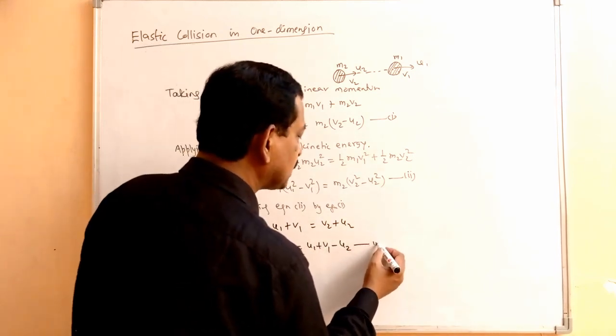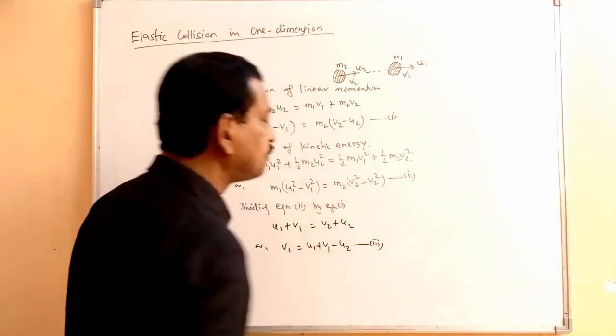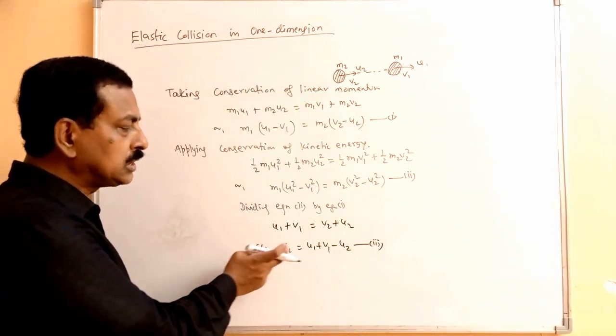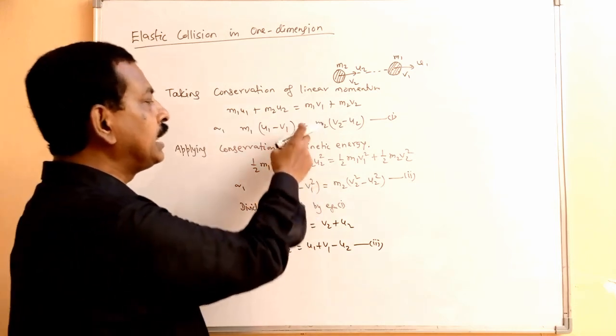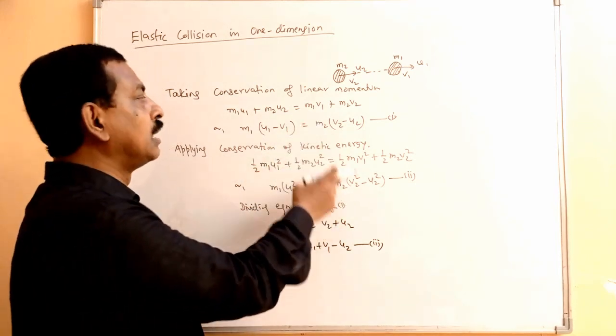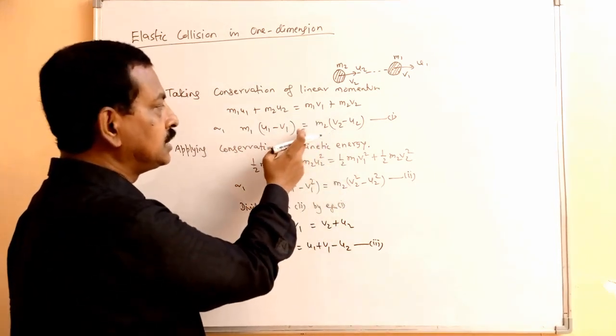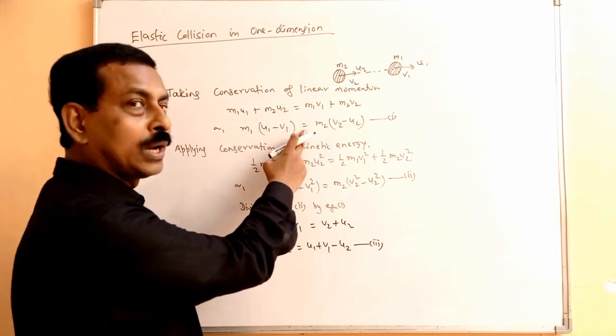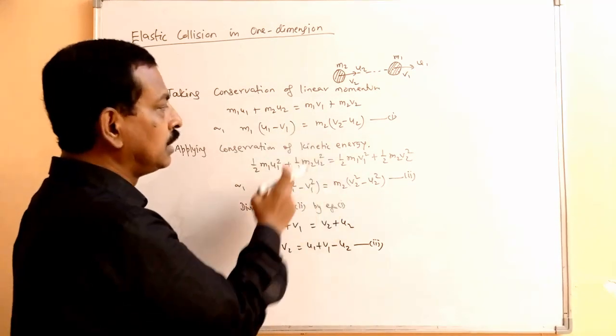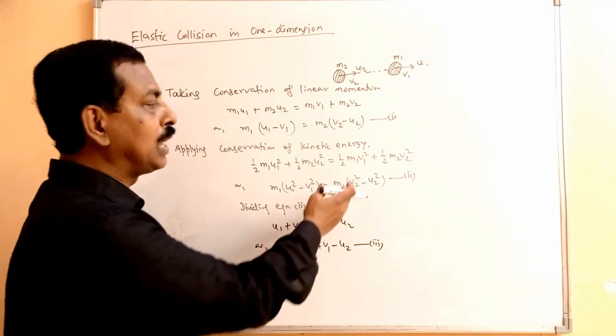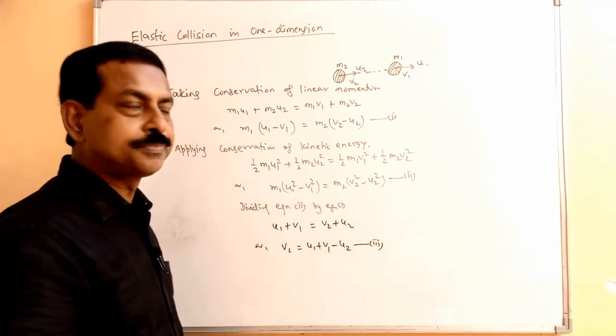Suppose I call this equation number 3. Now we'll put this value of v2 in any of these equations. Obviously it is easier to put it in equation number 1, because if you put it in equation 2, you will have to deal with the square term there.